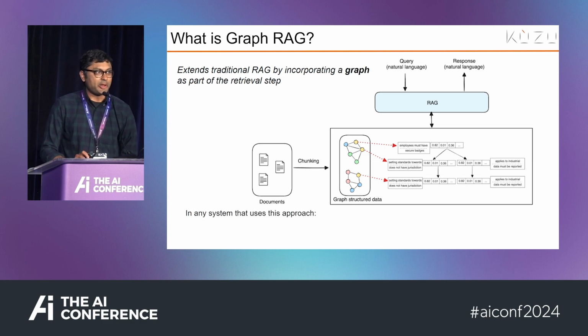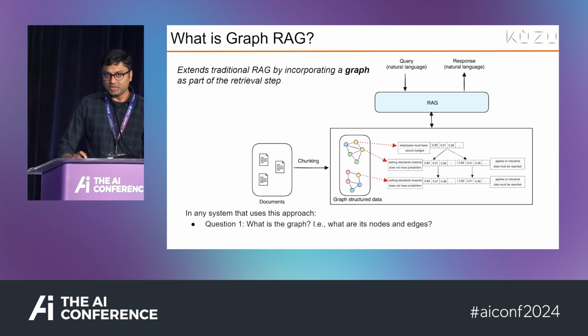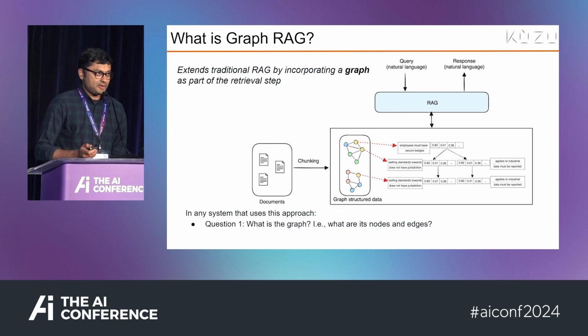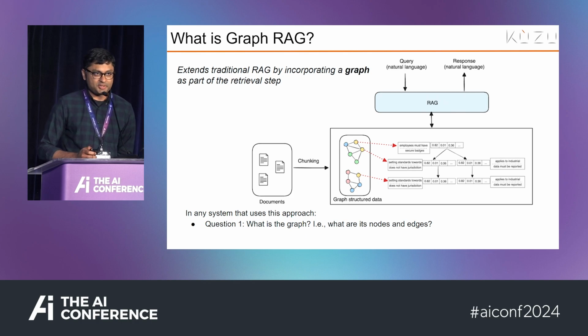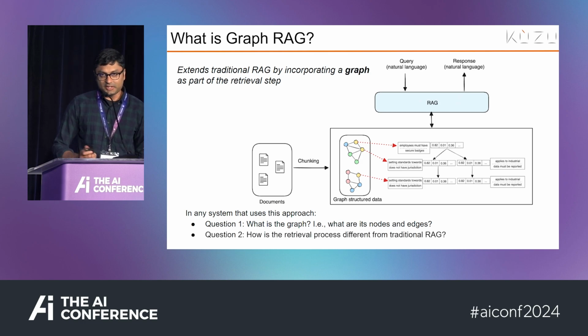But going back to the framework of thinking, we want to say that in any system that uses this approach, the question we need to first ask is, what is the graph? The graph is essentially a collection of nodes and relationships. And these nodes represent entities that exist in the data. And the next question we need to ask is, how is the retrieval done in a way that's different from what we call traditional RAG?